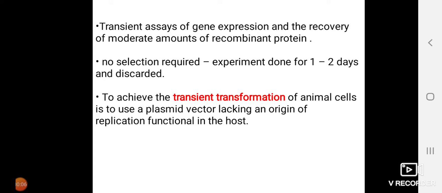So now, this is transient transformation, which is helpful because there is no necessity of doing any kind of selection, and it can be achieved by using simple plasmid vectors even without the origin of replication. Since we are not looking for stability, there is no need of inducing any kind of multiplication of the plasmid.